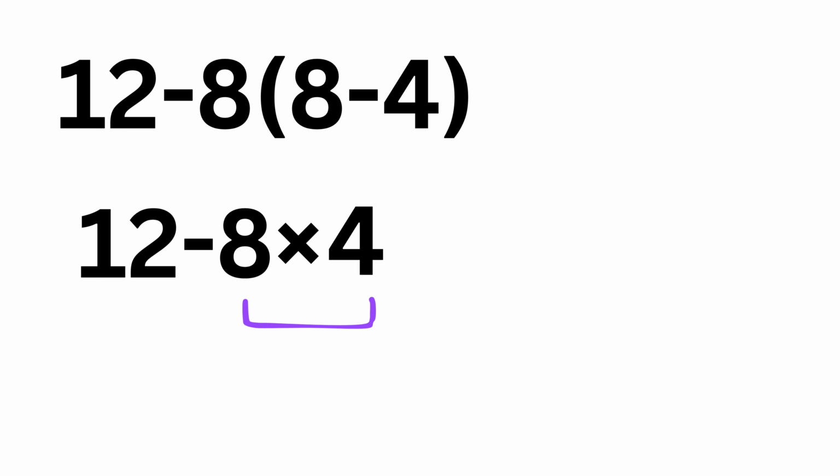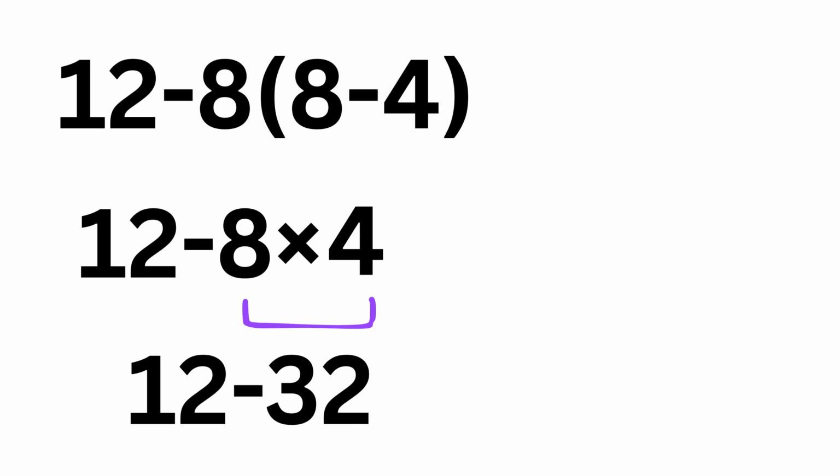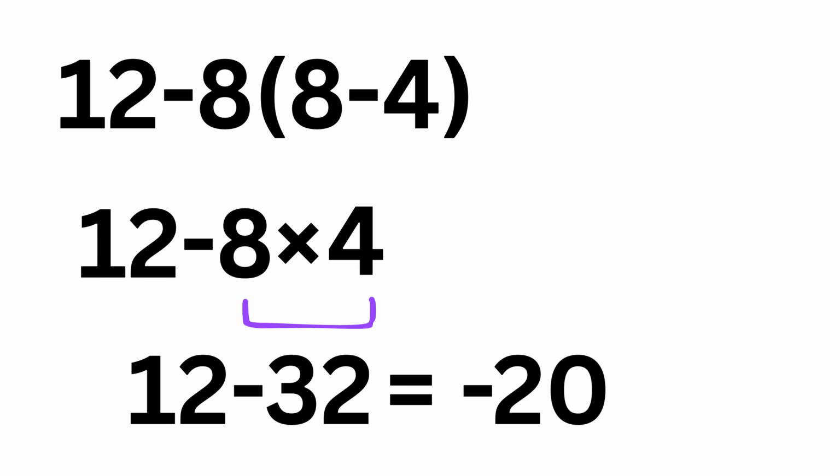8 times 4 gives us 32. So we have 12 minus 32, which equals minus 20. And this is our final answer.